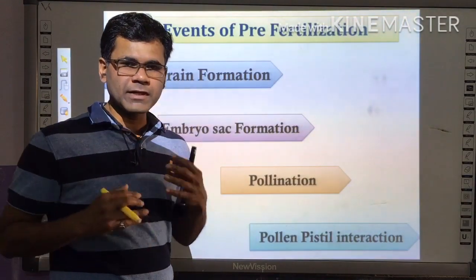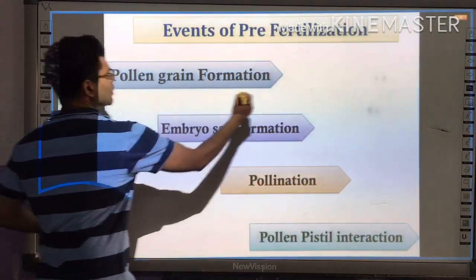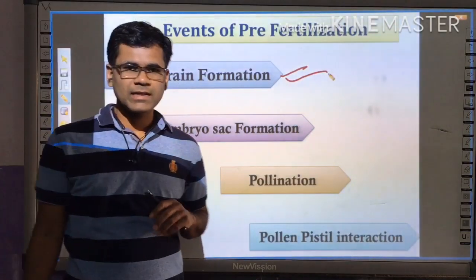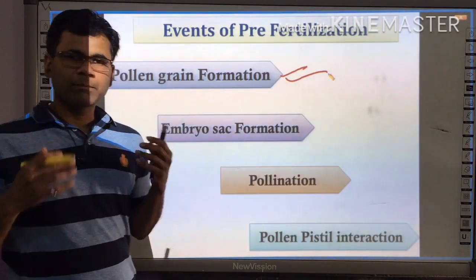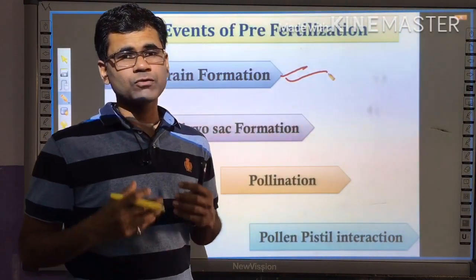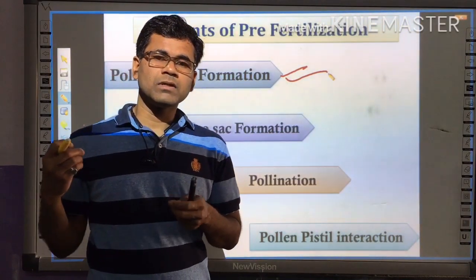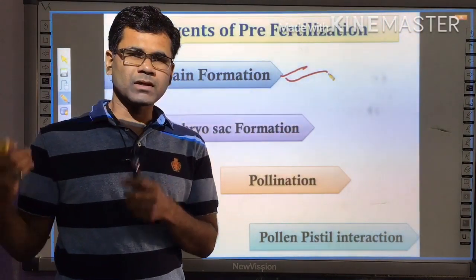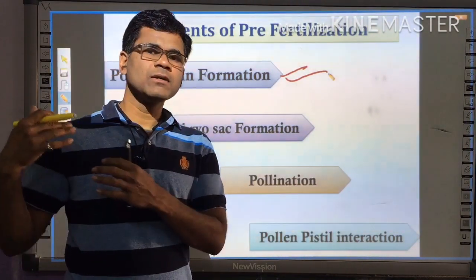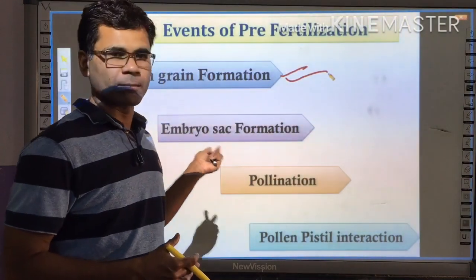So, in the first video lecture, we have completed pollen grain formation. This portion we have already completed, in which a diploid pollen mother cell undergoes reductional division to form a haploid gamete, and that gamete later on is modified to convert into the pollen grain. So that is what is called pollen grain formation.